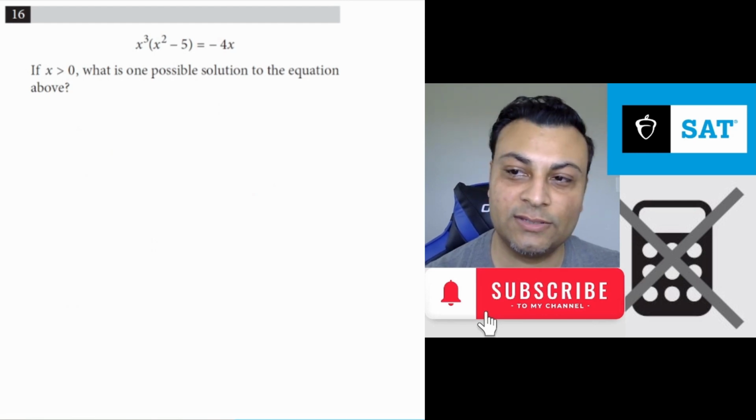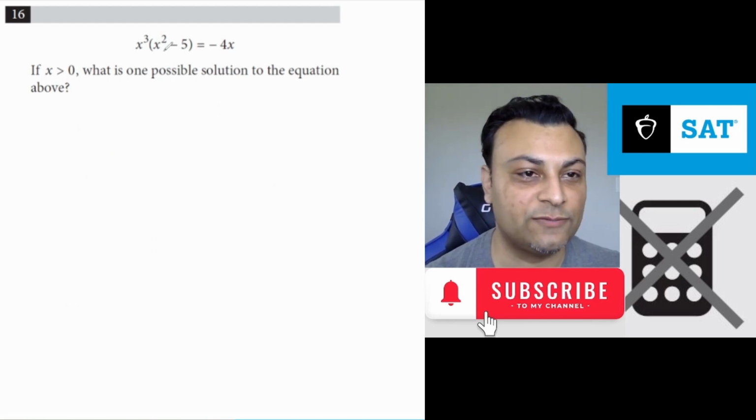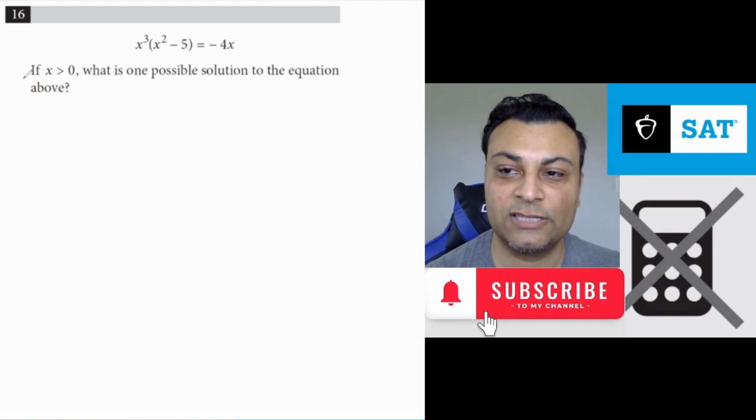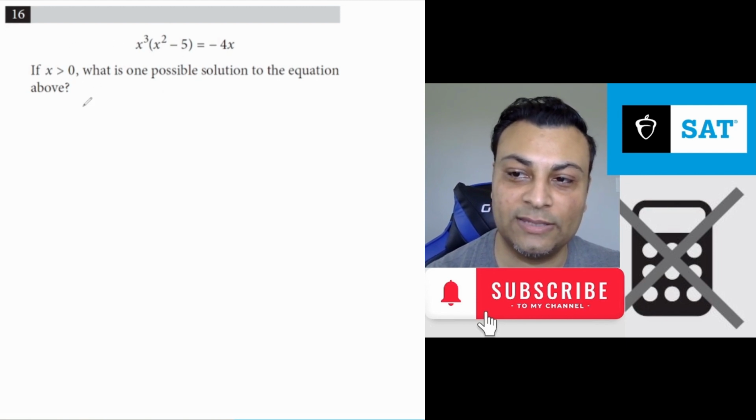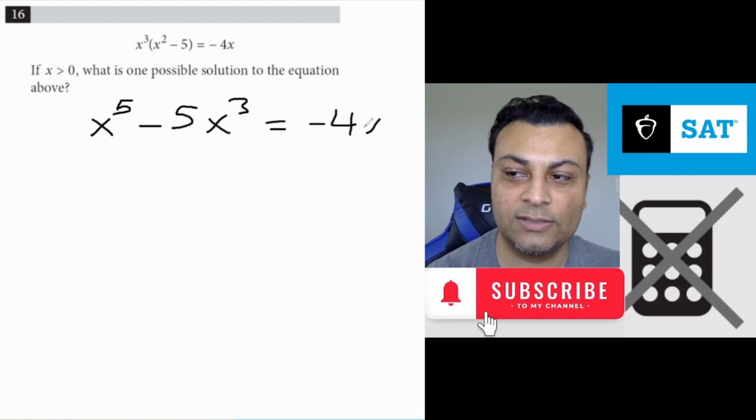Question 16 says x cubed times (x squared minus 5) equals negative 4x. If x is positive, what is one possible solution to the equation above? So what I'm going to do is expand this out, and I'll get x to the fifth minus 5x cubed equals negative 4x.